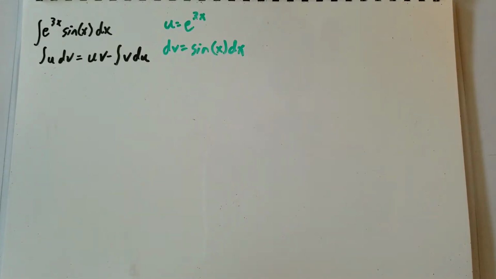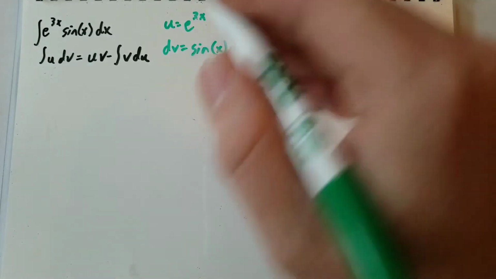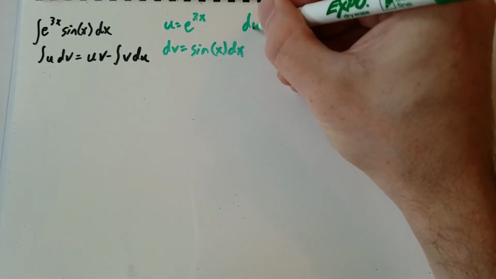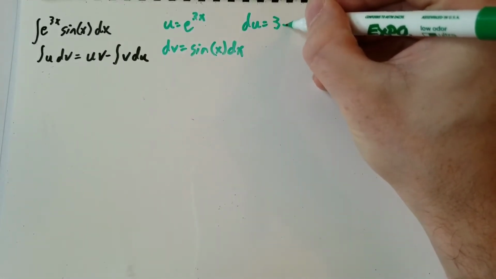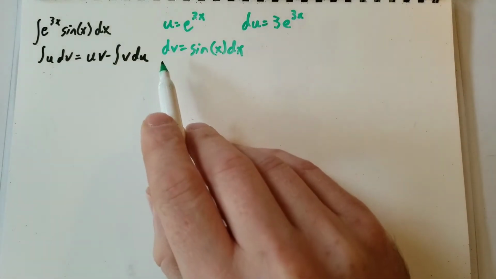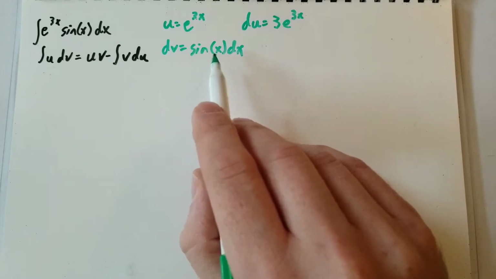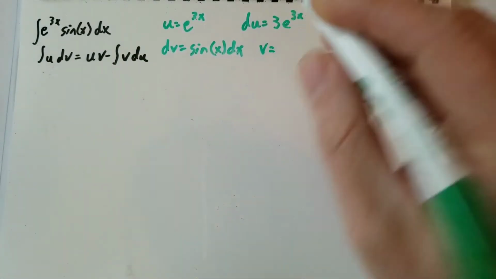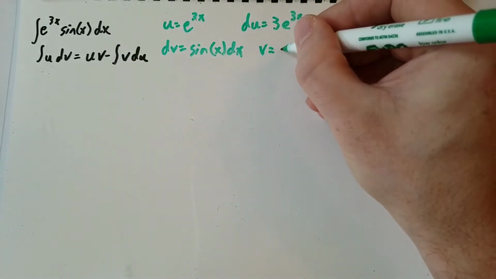Okay, so what we need to do here is take the derivative of u to get our du. So the derivative of u is going to be 3e to the 3x. And then we're going to take the integral of dv, sine x, to get v equals, well, the integral of sine x is negative cosine x.